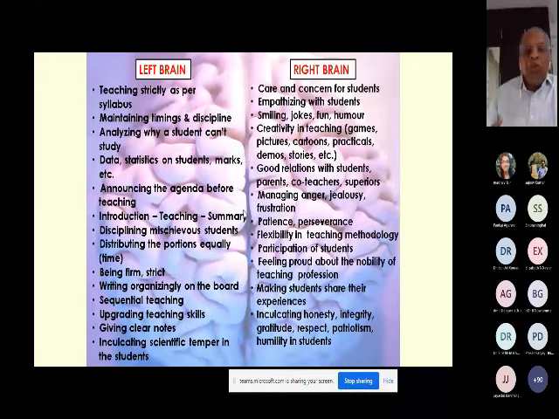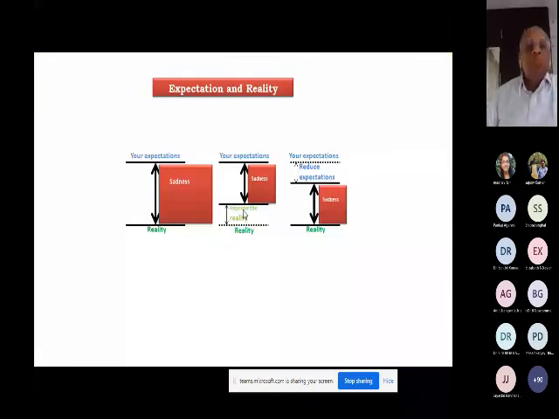So if these two can be balanced and if a teacher can use the left brain when it is needed and the right brain when it is needed, his stress levels and thereby the stress levels of the students can be at the lowest level. As I told you, stress can also be explained as the difference between the expectation and the reality. And there are two ways of doing it, which I explained, to reduce the stress levels.